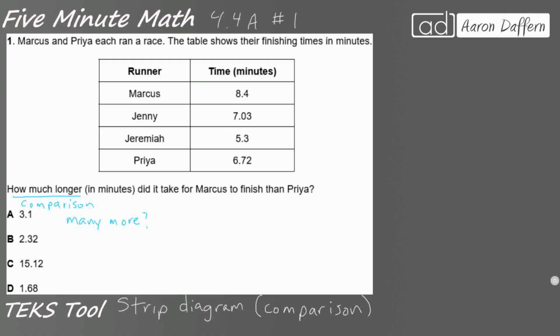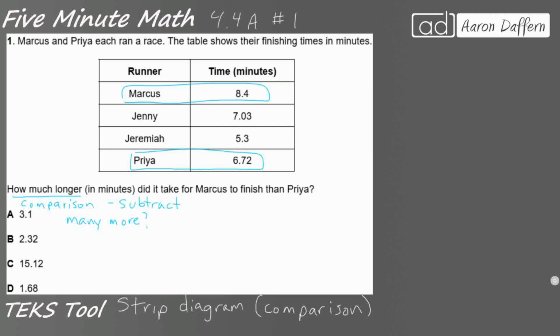When we draw a strip diagram for comparison, it's going to be slightly different than our part whole or our equal groups because we are actually going to draw two different bars that are not connected. So let's focus on Marcus and let's focus on Priya. Now the nice thing is if we can identify that it is a comparison, it lets us know that we are going to use subtraction.